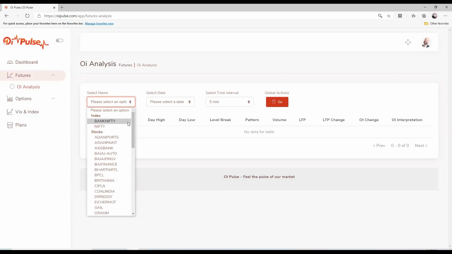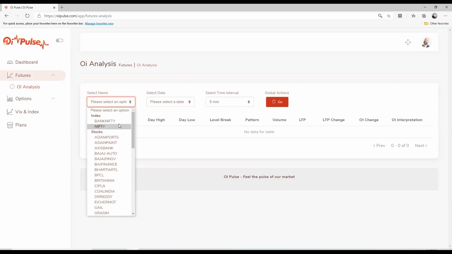Apart from that, coming to the stocks, we have included all the Nifty 50 stocks. You should be able to get the data for all the Nifty 50 futures stocks here. But in the future, we will be trying to add all the FNO futures stocks here.